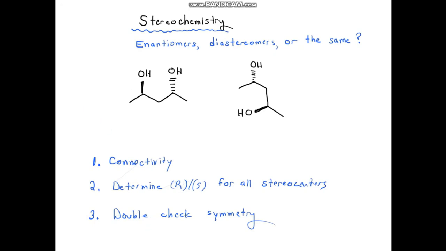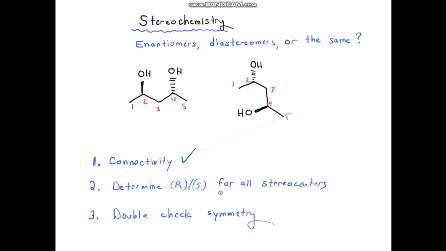Okay, number one is to just double check the connectivity of each of these molecules. So are they the same? 1, 2, 3, 4, 5. We've got 5 carbons on the left. We've got 5 carbons on the right. Notice how we've got hydroxyl groups at carbon 2 and carbon 4. We've got hydroxyl groups at carbon 2 and carbon 4. So we're not paying attention to stereochemistry here, just paying attention to connectivity. And they clearly have the same connectivity.